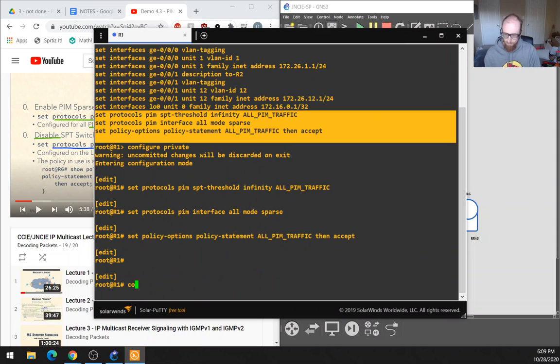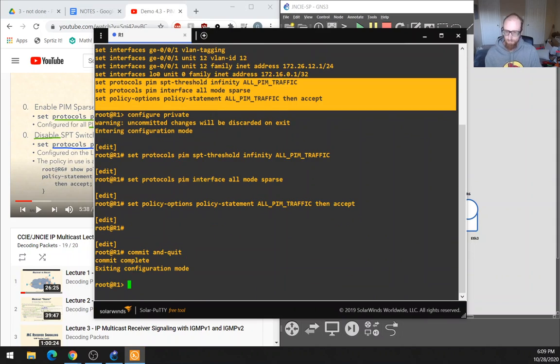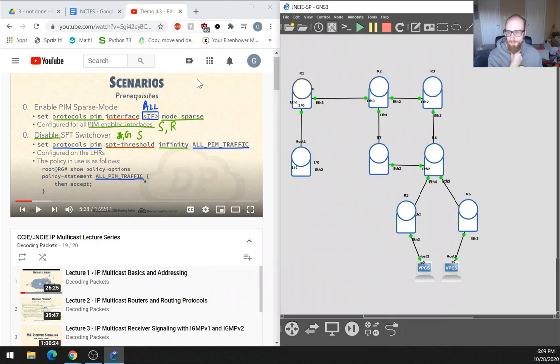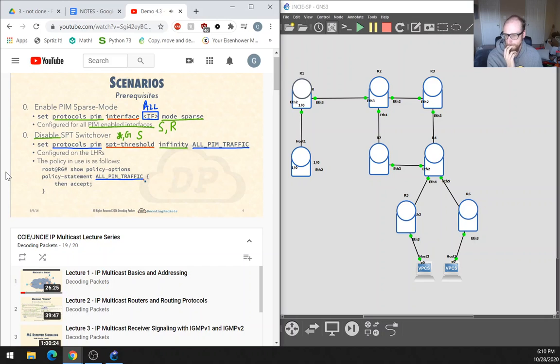All right, perfect. So now the next step will be given in the video. The policy doesn't really have match clauses. So it matches all of the packets, and if it matches all of the packets, it then accepts them for the purposes of the SPT switchover, or the SPT threshold being raised to infinity.